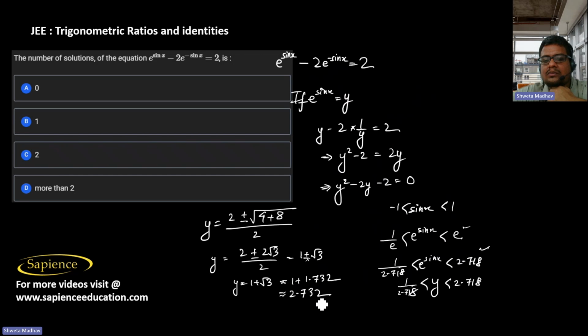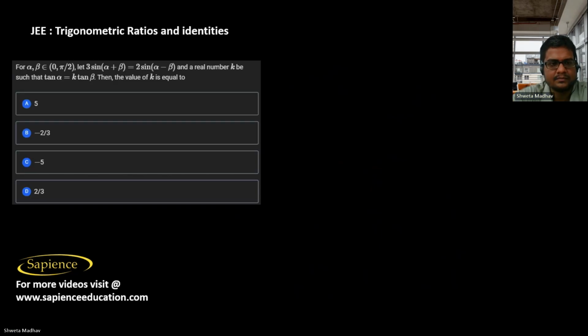So now y, which is coming 2.732, is obviously more than 2.718. So it means that we can't take this value. So it will have no solution. Therefore, the number of solutions is 0. So option A is the correct answer.